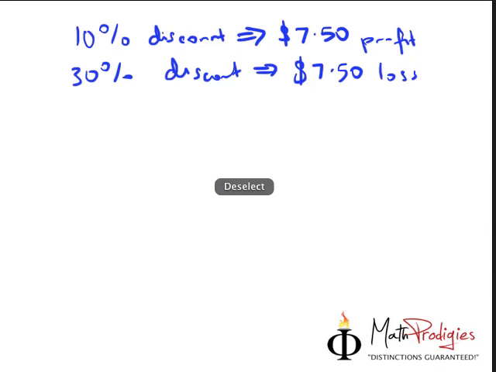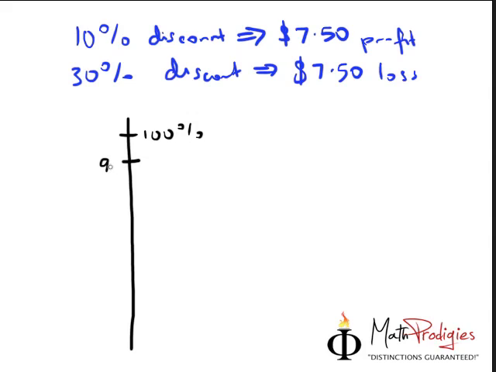Let's do this. Let's draw a timeline which looks a bit like this, a price line. If I sell it, it's 100%. If I sell it at 90%, I'm going to make how much? I'm going to make plus 750. But if I sell it at 70%, I'm going to lose 750, minus 750.